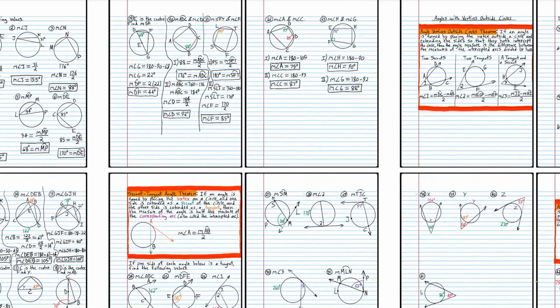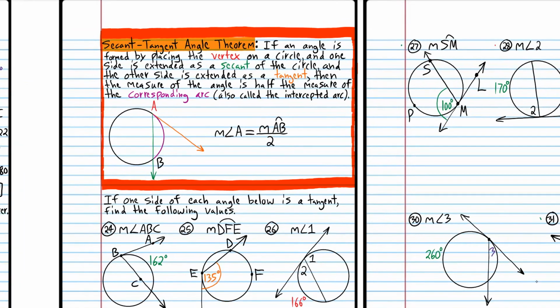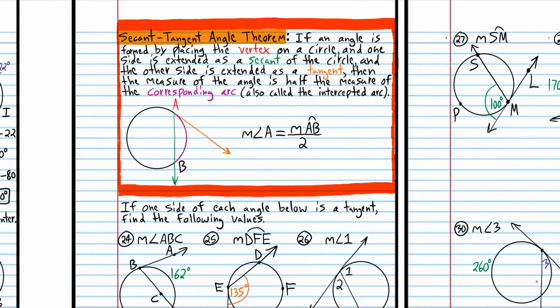So now we're going to learn our second theorem of the day, the secant-tangent angle theorem. This theorem tells us that if the vertex of an angle is on a circle, like the previous problems we did with the inscribed angle theorem, and one of the sides of the angle is a secant, remember, secant means it intersects the circle twice, and the other side of the angle is a tangent, meaning it intersects only once, then the measure of that angle is equal to the measure of the intercepted arc divided by 2. So it's kind of the same thing that we already did.